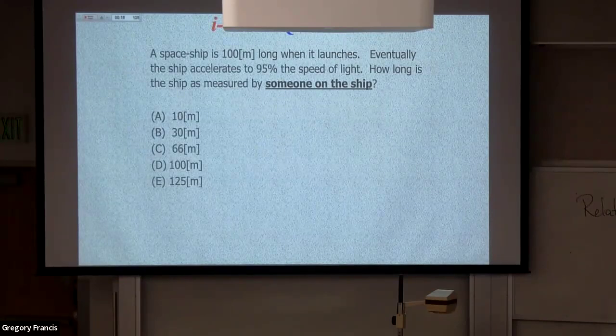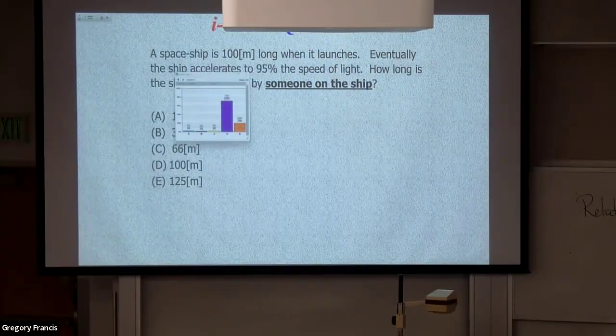Okay. This should be one that we all get right, so that we all go to Disney World. Okay. We're not going to Disney World, but the answer is 100 meters. Okay.